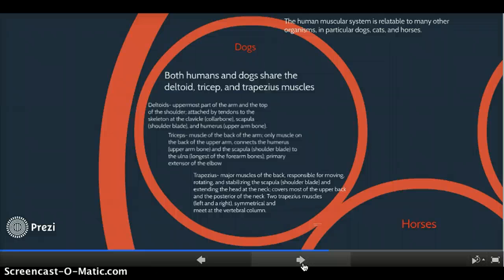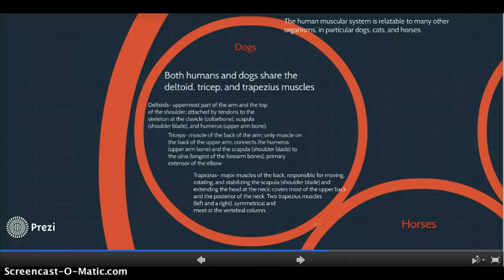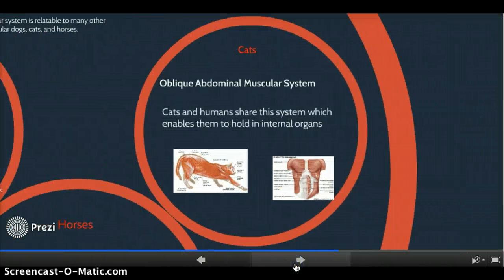The trapezius is the major muscle of the back, responsible for moving, rotating, and stabilizing the scapula and extending the head at the neck, and covers most of the upper back and the posterior of the neck. The two trapezius muscles, left and right, are symmetrical and meet at the vertebral column. Cats and humans share their oblique abdominal muscular system.